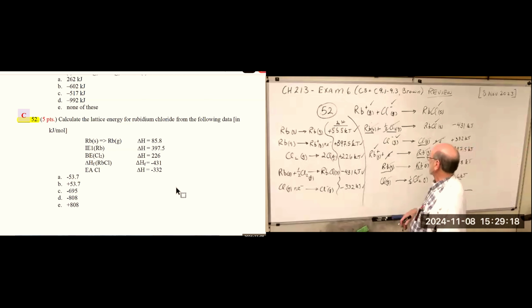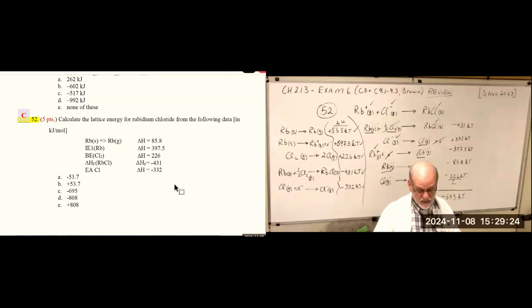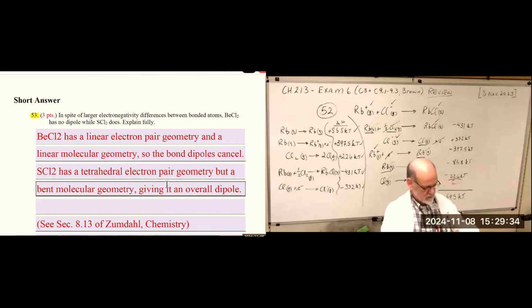And what does that mean? That's the lattice energy. That's a lot of work. Looks like an extra credit, a bonus problem. And I think, oh, all right, I'm out of time.